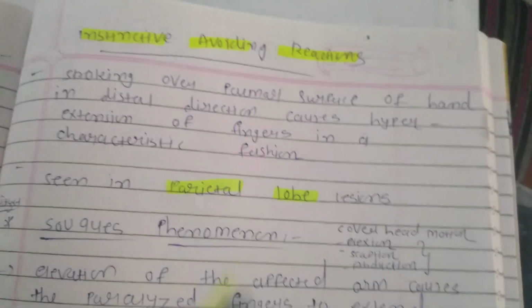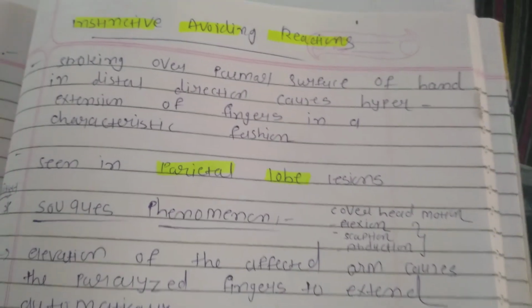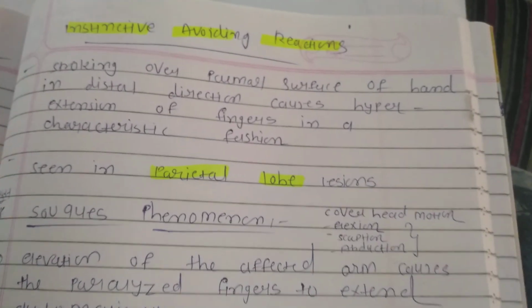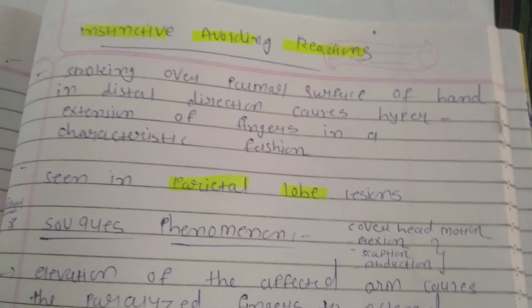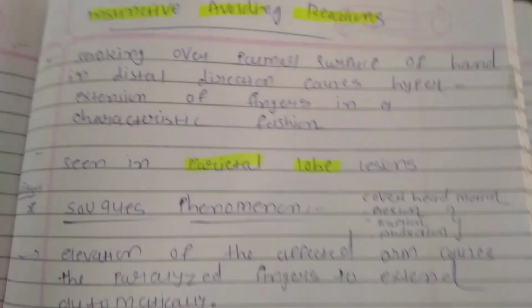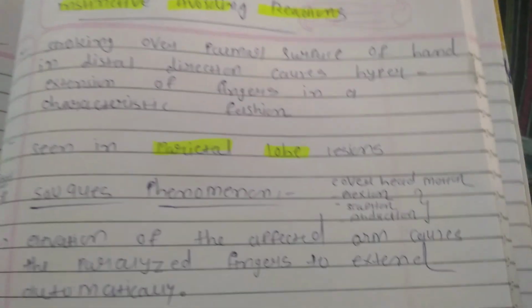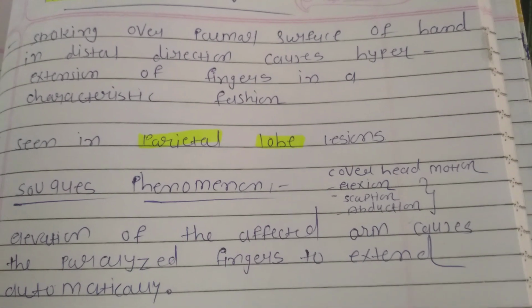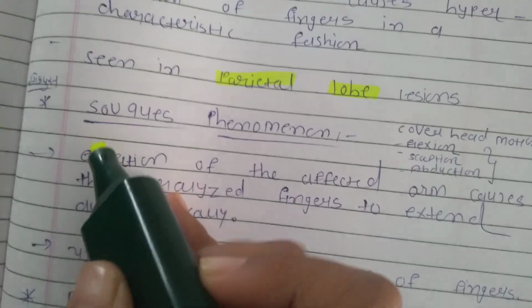Particularly in which lesion is this seen? In parietal lobe lesions. What happens? There will be extension of the fingers. What is the name of this? Instinctive avoiding reaction. You have to remember the name. This is seen in parietal lobe lesion. The earlier one was a frontal lobe lesion. What is the name of that? Instinctive grasp reaction.